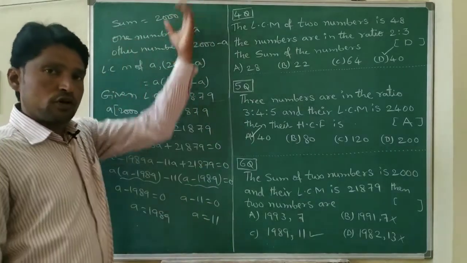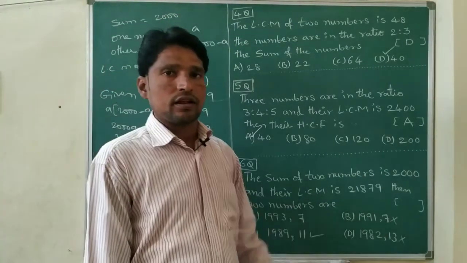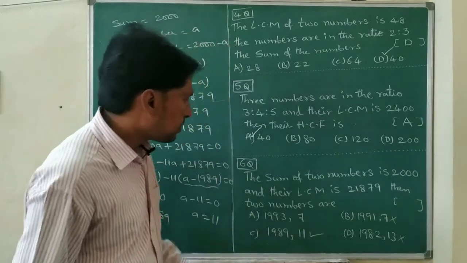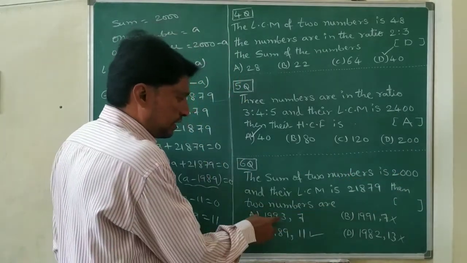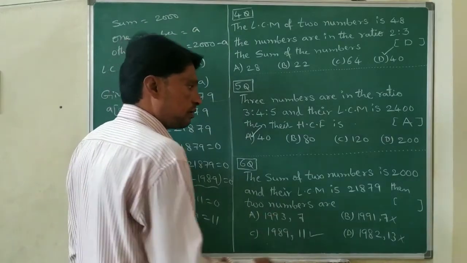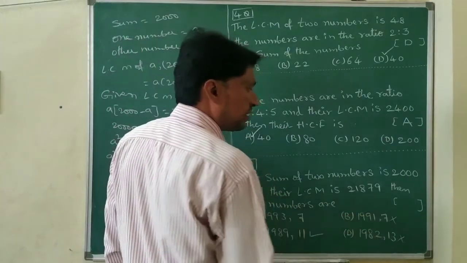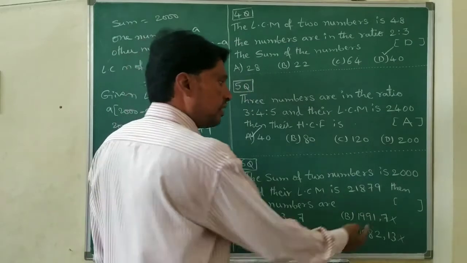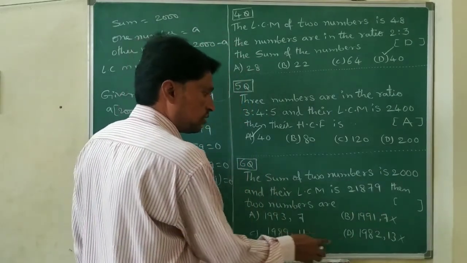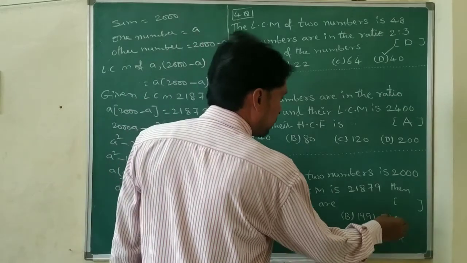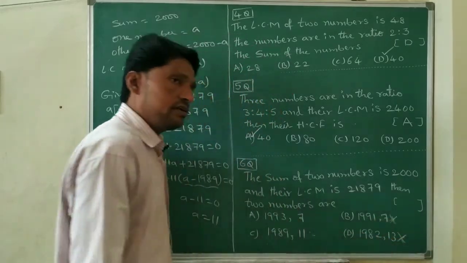So without this process also we can find the answer. How is it? See here. Sum of two numbers is 2000. So 1993 plus 7 is 2000. 1991 plus 7 is not 2000, it is 98 we are getting. So if we add both of these, we are getting 2000. Both of these we can't get, which means these two options are deleted.